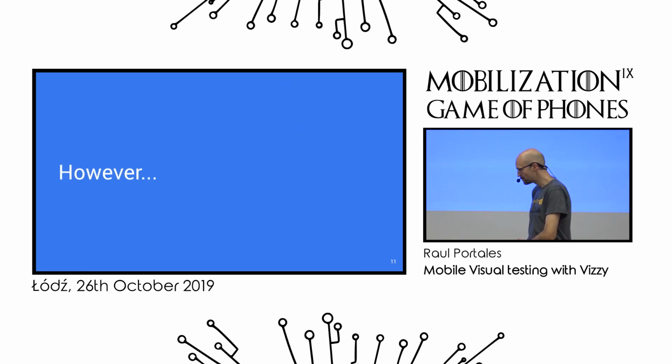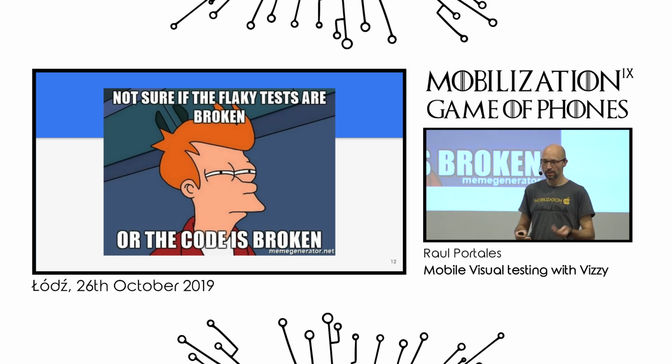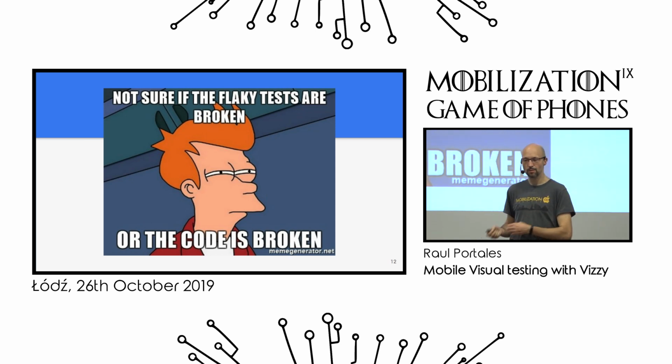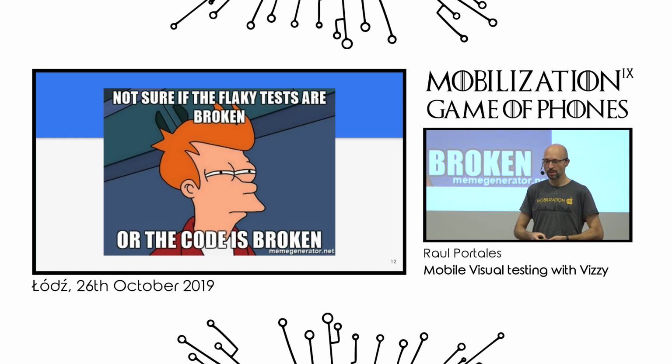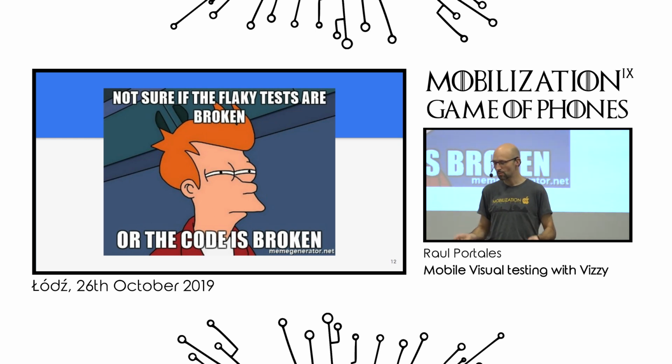However, sometimes, as you know, instrumentation tests can be flaky, and if on top of that you're actually comparing a screenshot, it can be a little bit more flaky. And if you're not very careful when you define your test, you may be looking like this. Like, is the test flaky? Is the test broken? What is happening?